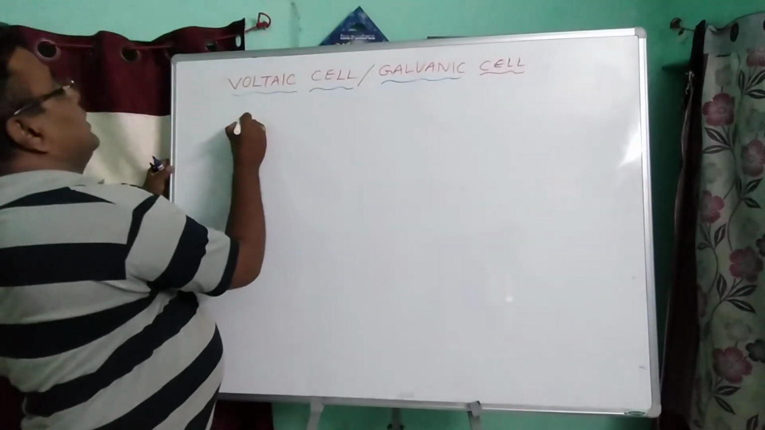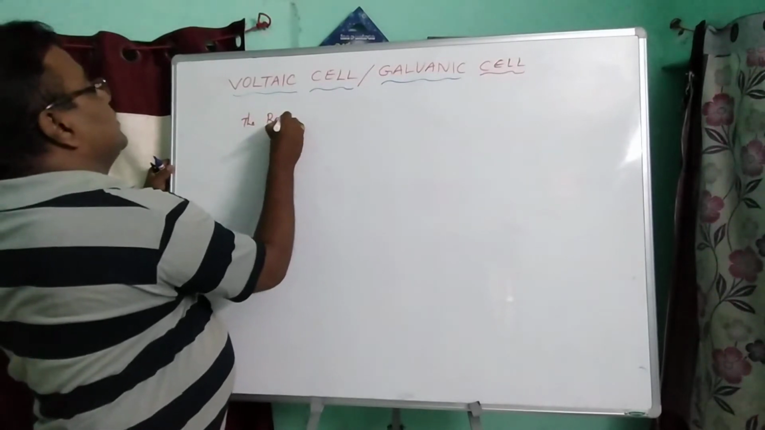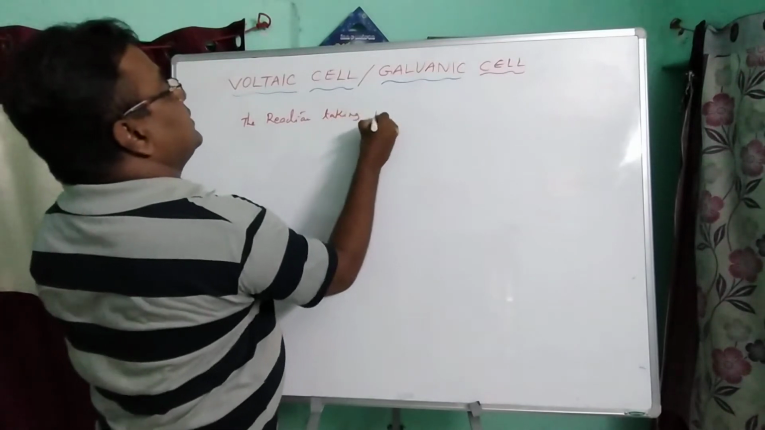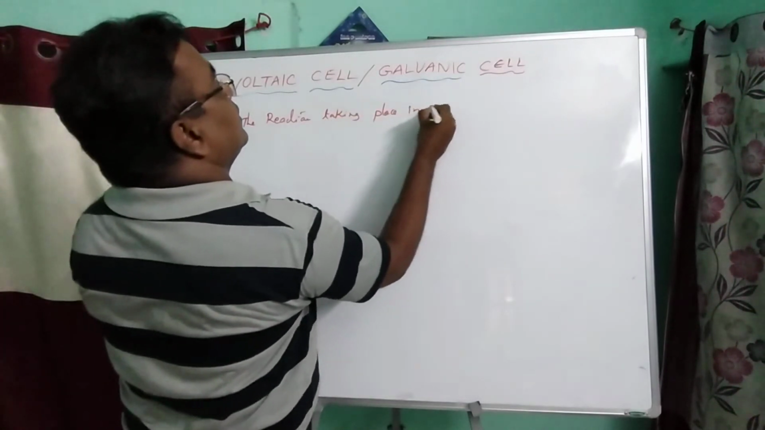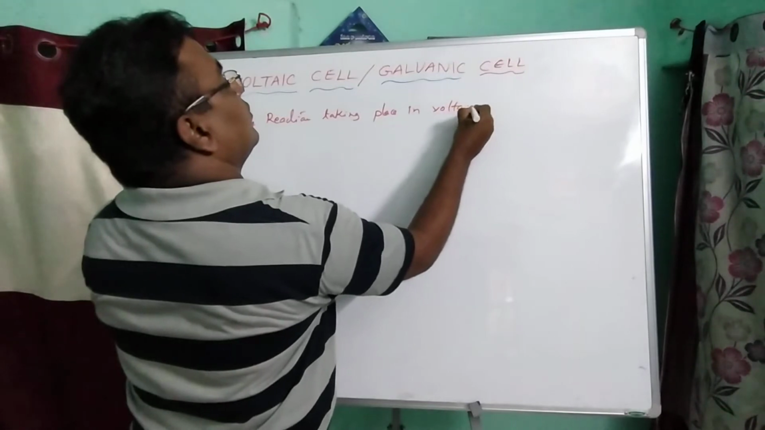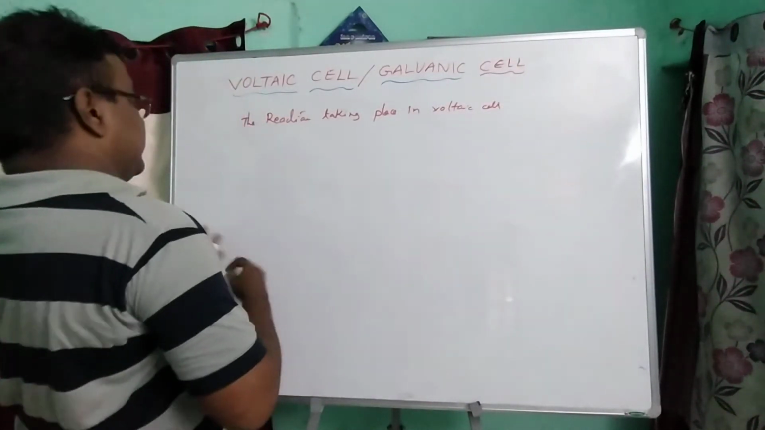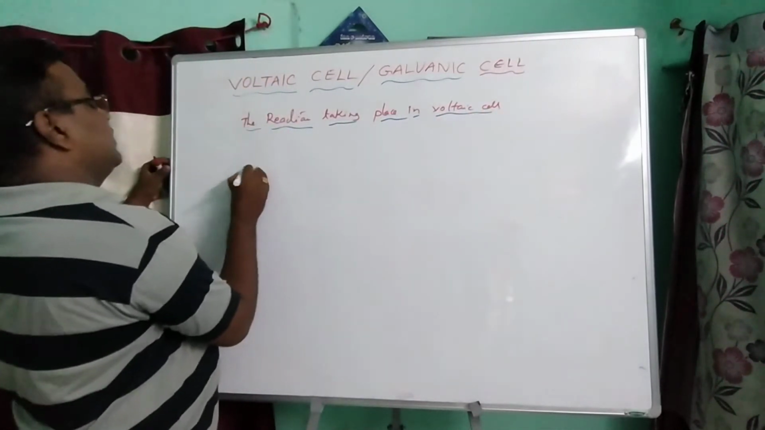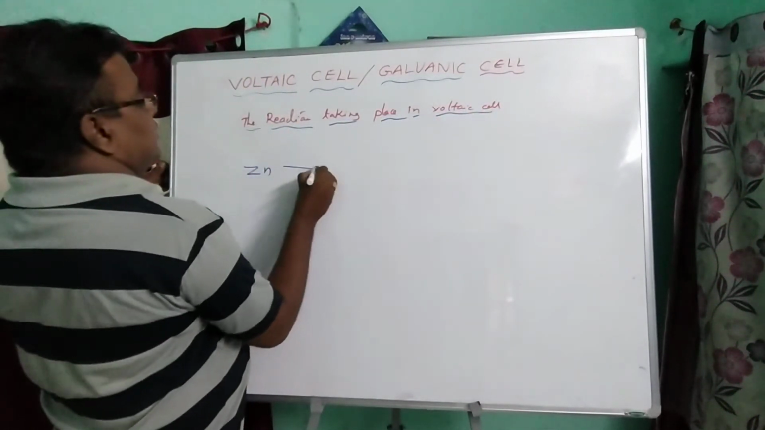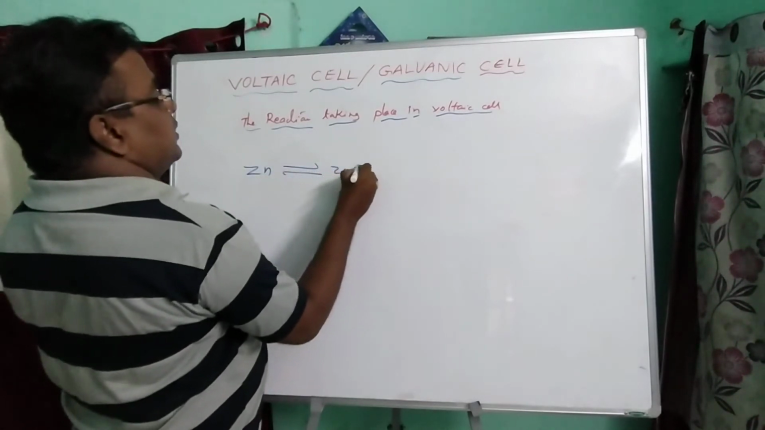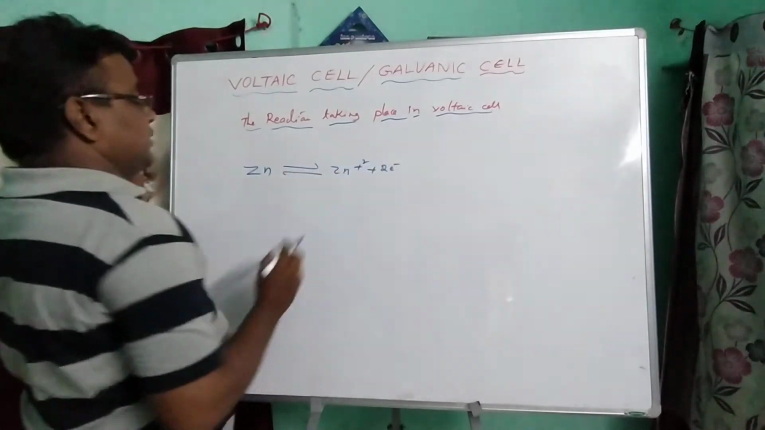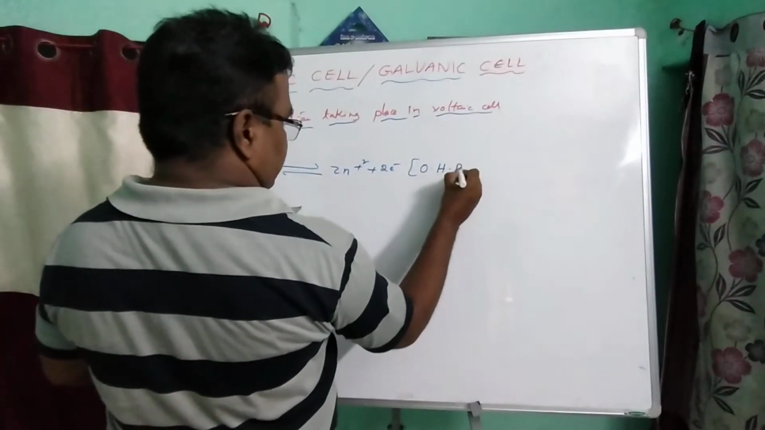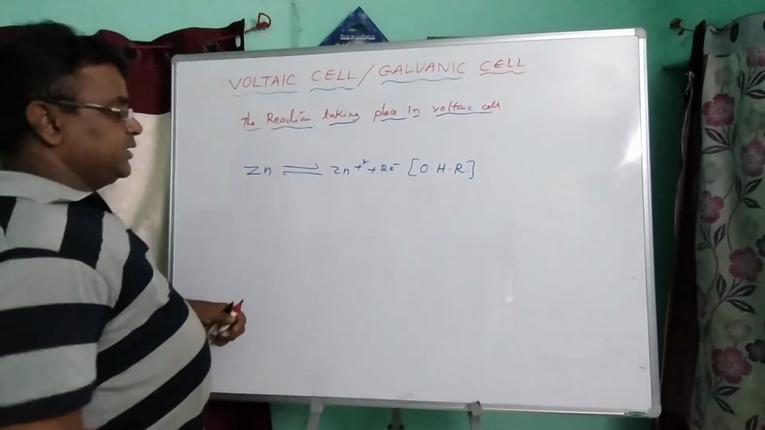So, the reactions taking place in the voltaic cell. We know that at the Zn anode, Zn gives Zn2+ plus 2 electrons. Here electrons are liberated, so it is known as the oxidation reaction, simply known as oxidation.